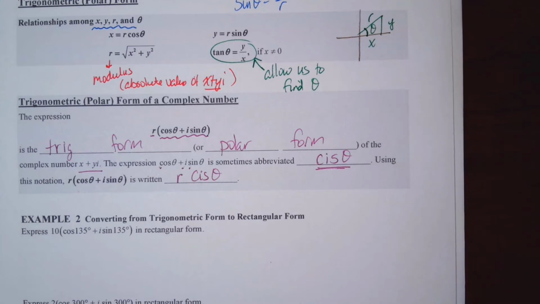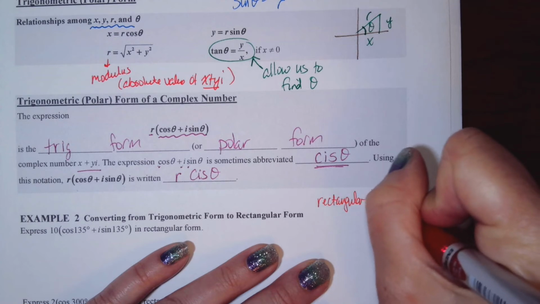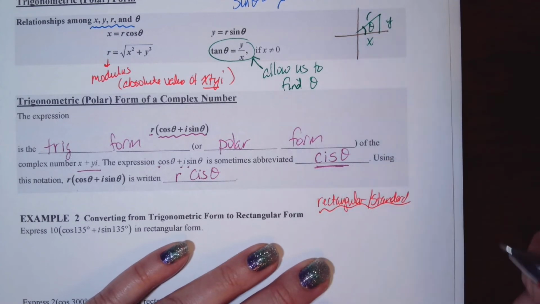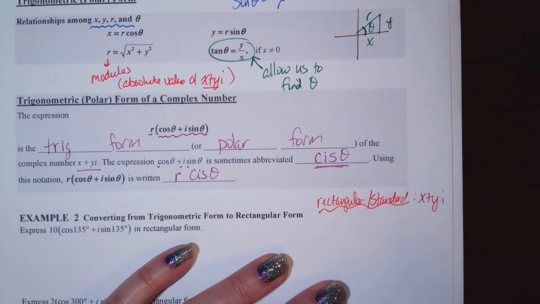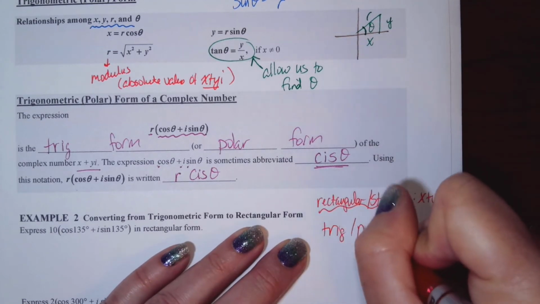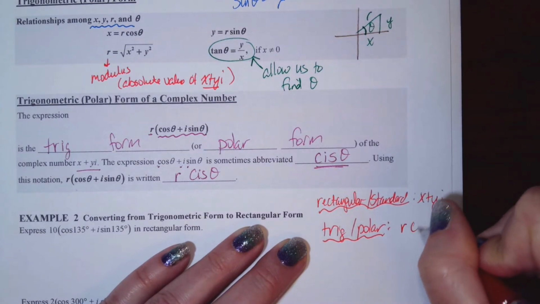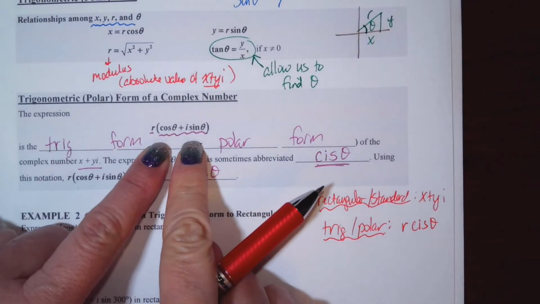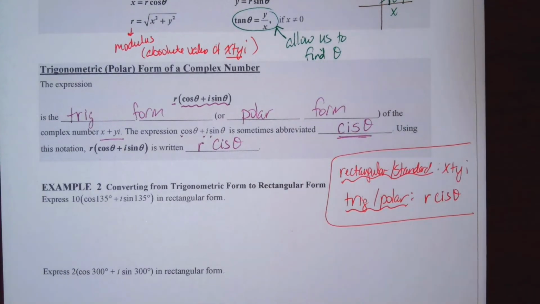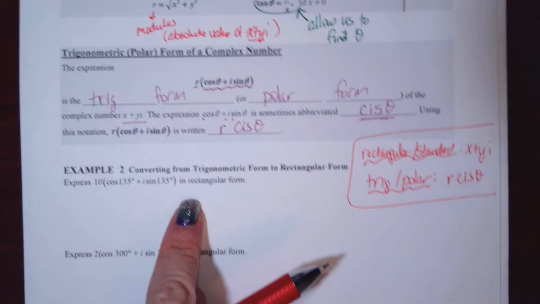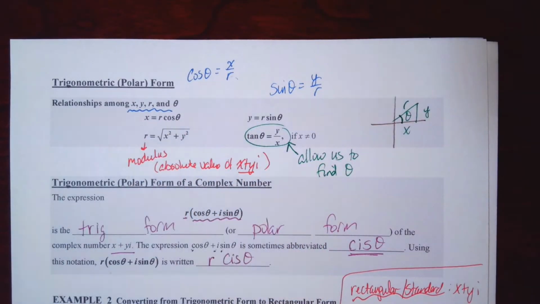Just one more time to get it in one place for you. You have a rectangular or standard form of your complex imaginary number. That's my a plus bi or x plus yi. And you have a trig or polar form of your complex imaginary number, and that is your r CIS theta, or r times cosine theta plus i sine theta. So those are our two forms for our complex numbers. Now we're going to go back and forth. We're going to practice using these going back and forth. We're going to go back and forth using these relationships that we have defined and discussed.